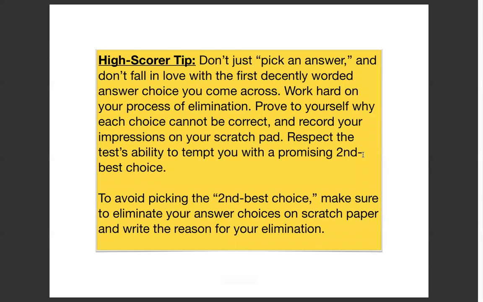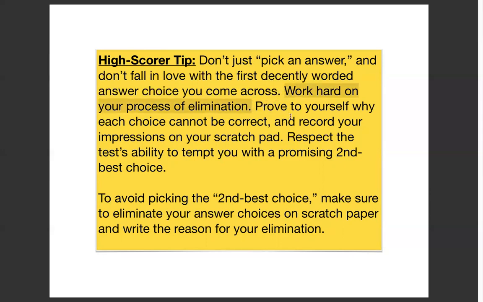All right, high score tip. Don't just pick an answer and don't fall in love with the first decently worded answer choice you come across, right? Just because you really like A doesn't mean you can be prejudiced against B, C, D, and E. No, it doesn't work that way. The earliest answer choice that sounds good is not necessarily the correct answer. And often it's not. Maybe the correct answer is E and they purposely put a very well worded second best choice in the slot of A to lure you in. So you need to work hard on your process of elimination.